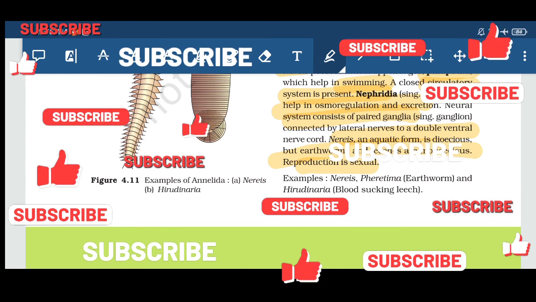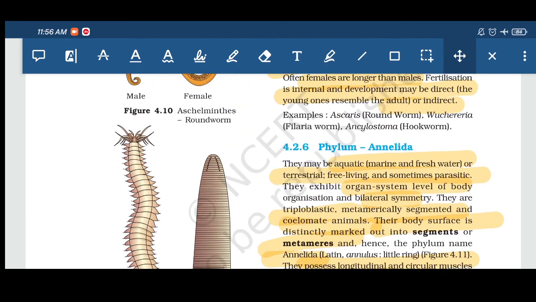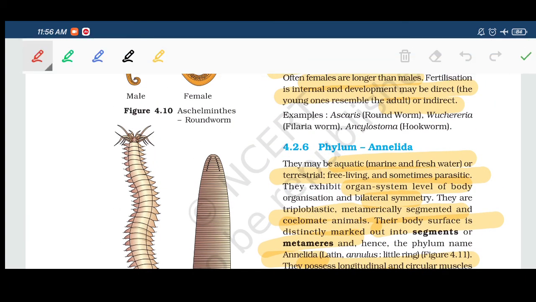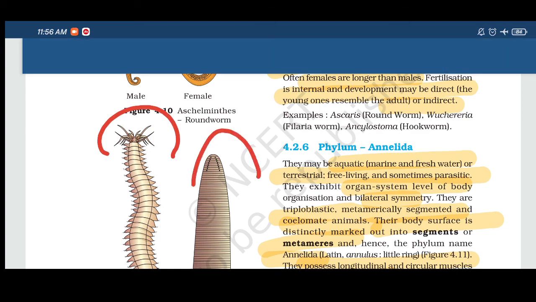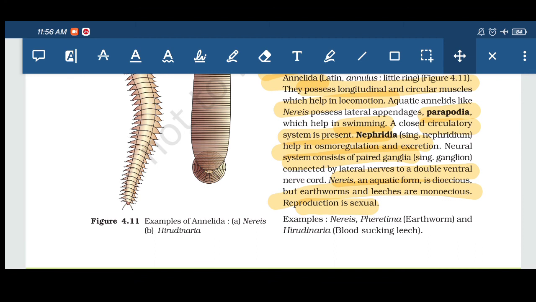Here they have shown the diagram. This figure is Nereis. This is leech, and then earthworm. You have always seen earthworm in your homes also. If you have a small garden, you will see earthworms over there. Pheretima, commonly known as earthworm, and Hirudinaria, commonly known as blood-sucking leech.